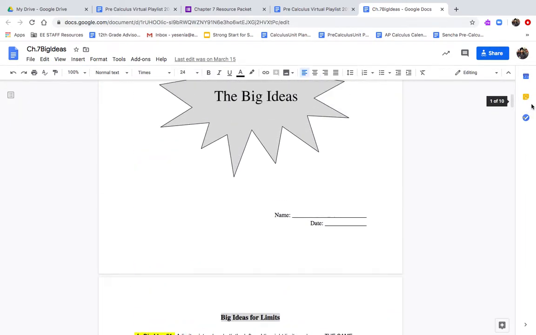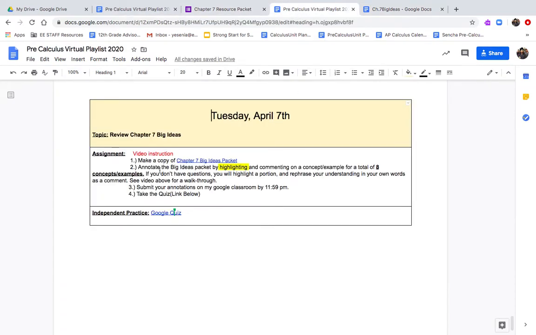Basically, after you make your copy of the big ideas packet, here's the assignment: you're going to annotate the big ideas packet by highlighting and commenting on a concept or an example for a total of 8 concepts or examples. And by annotating the packet by highlighting and commenting, what I mean is like a question. Do you have a question on it? And I could go ahead and add that in.